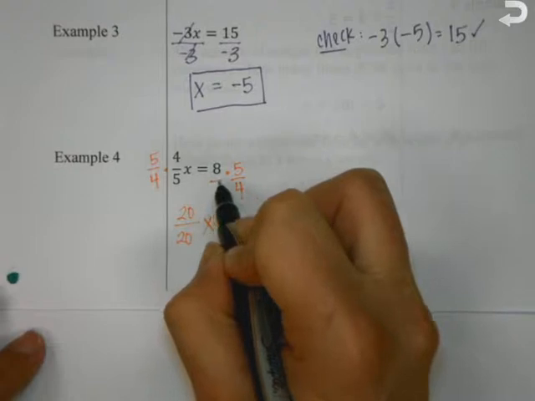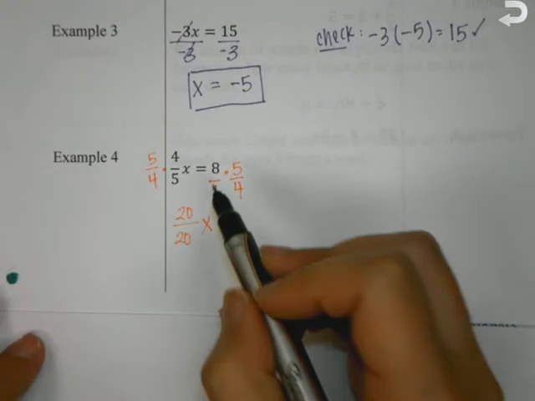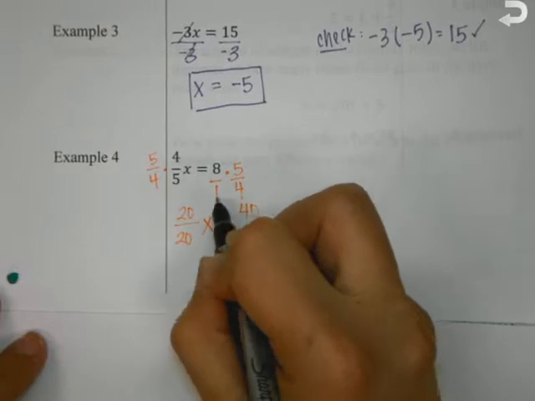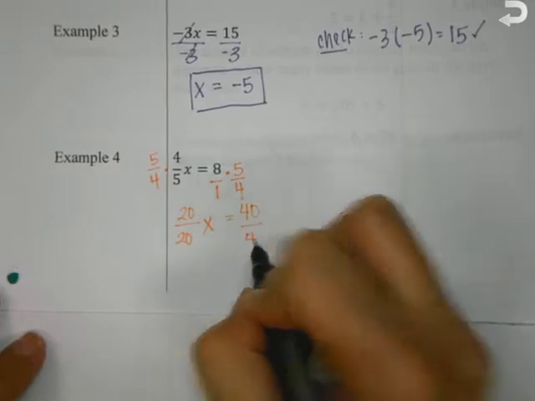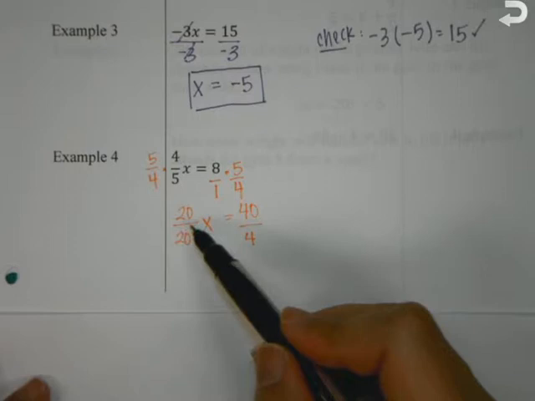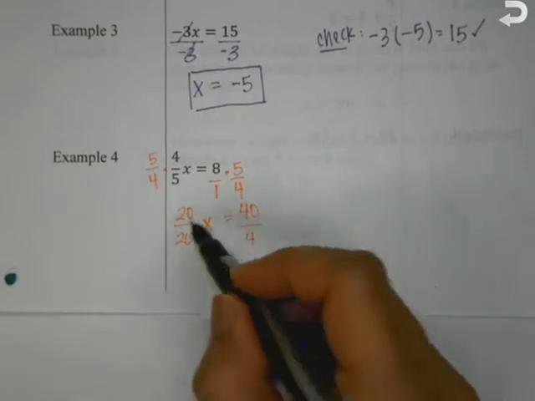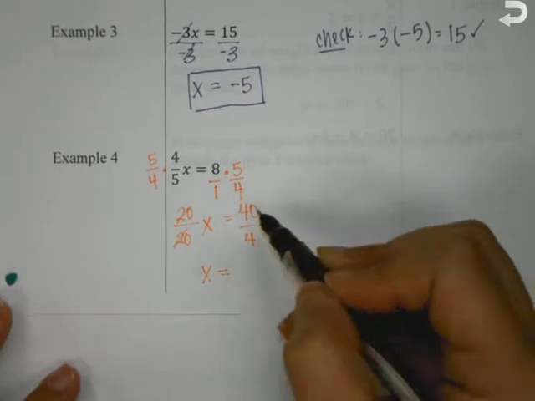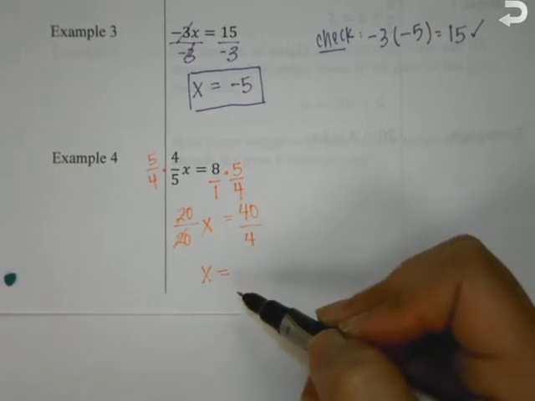X equals, this is the same as 8 over 1. What's 8 times 5? 40. 1 times 4? 4. Okay, let's reduce this. 20 over 20 reduces to? 1. So this is just a 1x equals, what does 40 over 4 reduce to? 10. So my answer here is 10.